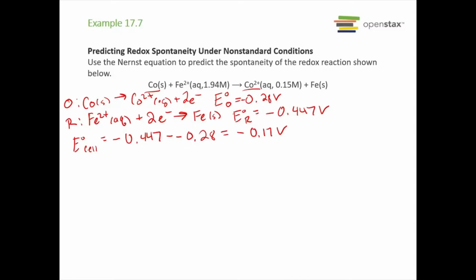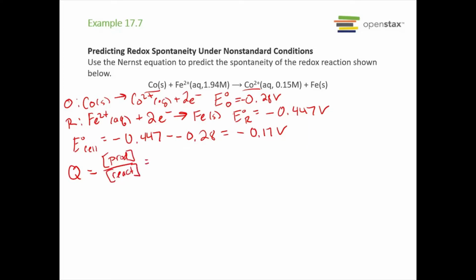So this is not a spontaneous process under standard conditions. We can't say it's non-spontaneous under the conditions we're working with, though, because the concentrations can change that. But if this were under standard conditions, it would be non-spontaneous. So now we need to go ahead and use our Nernst equation. But we can go ahead and look at Q. If you remember, good old Q is equal to the concentration of your aqueous products over your aqueous reactants.